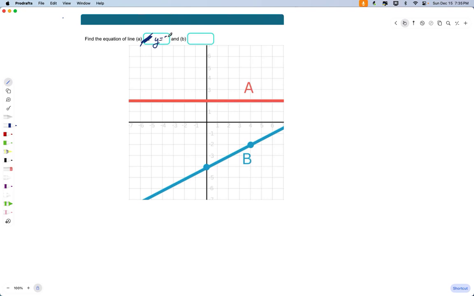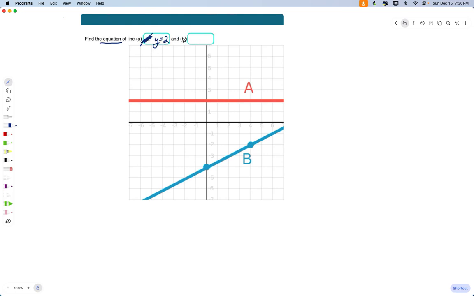This part, this y is equal, is very important because it says to find the equation of the line. So you have to write a statement with the equal sign in it that tells the equation of the line, not just its y coordinate. Okay, all right, so let's look at B.